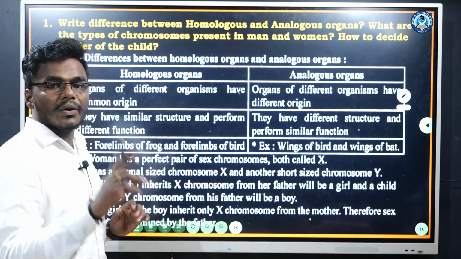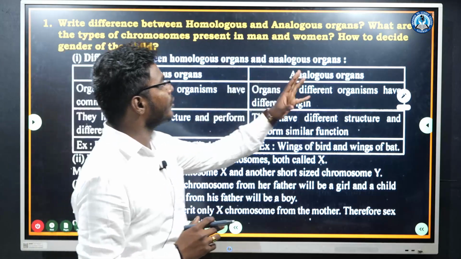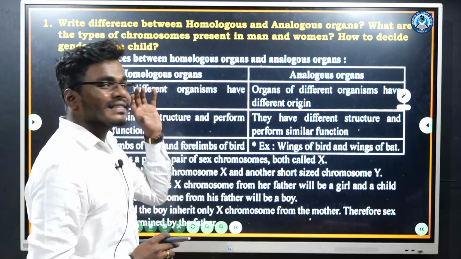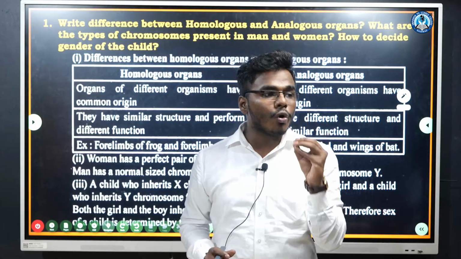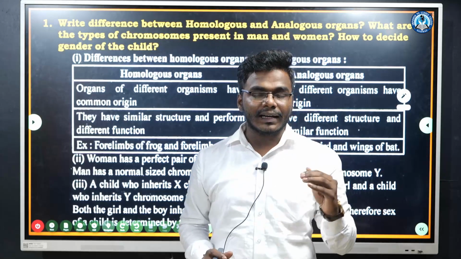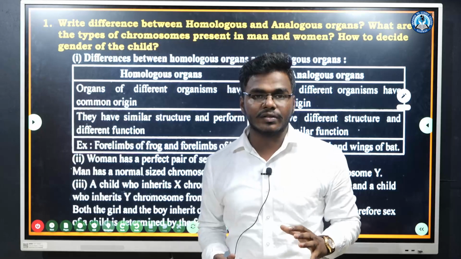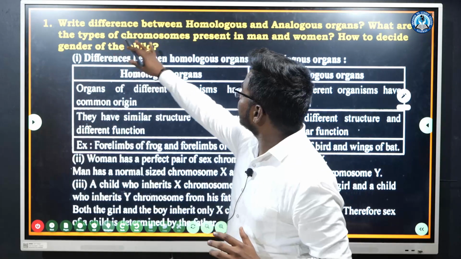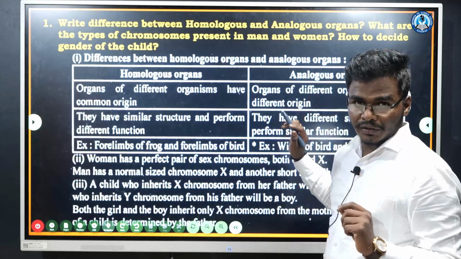So first the question is, write the difference between the homologous and the analogous organs. Before attending any question, my dear students, please go through the questions thoroughly. That is, how many questions have been asked, whether there are any sub questions. So write the difference between homologous and analogous organs is one question.